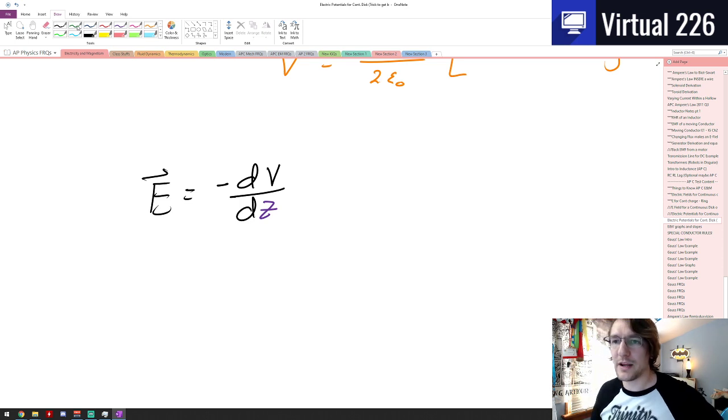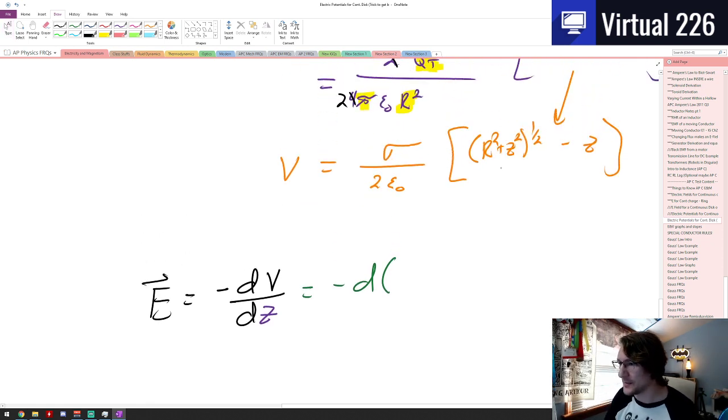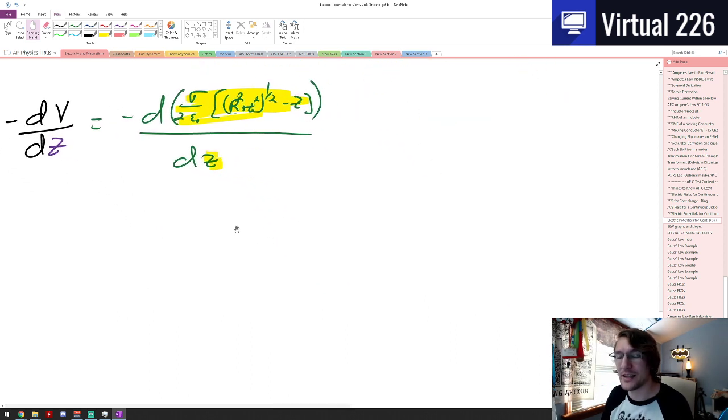So if I was setting up this derivative, this is going to be negative of the derivative of this entire term up here, sigma over 2 epsilon naught times the quantity r squared plus z squared to the 1/2 minus z, over dz. So what this means is that I'm just trying to take the derivative of this with respect to z. And this is actually a pretty easy derivative to take.